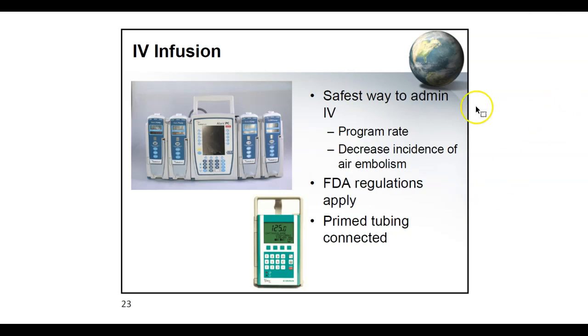It allows you to program the rate, and in addition, it decreases the risk of air embolism. These machines are very sensitive. If there's any air in your tubing, it will start beeping, and sometimes they get so sensitive that even the tiniest amount of air bubbles will make that machine beep uncontrollably. You need to remember FDA regulations apply when using this machine. Make sure you're using it for its purpose. Don't be creative with it. If it doesn't connect, probably it's not supposed to be there.